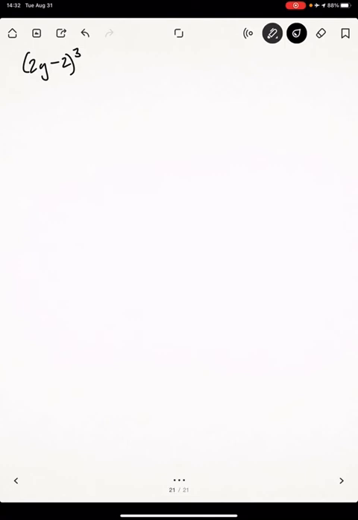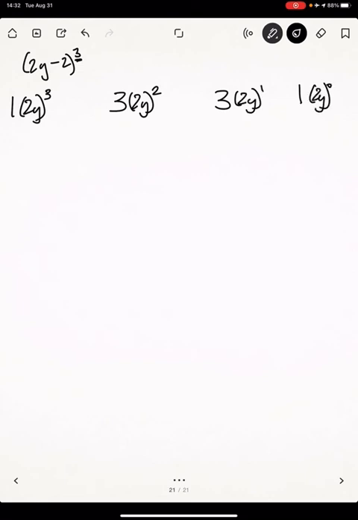So remember our coefficients for row 3, because remember that's our exponent, row 3. 1, 3, 3, and 1. So again, our first term is 2y. So we can say 2y to the 3rd, 2y to the 2nd, 2y to the 1st, and then 2y to the 0. All right? Now our second term is going to be negative 2 to the 0, negative 2 to the 1, negative 2 to the 2, and negative 2 to the 3rd.